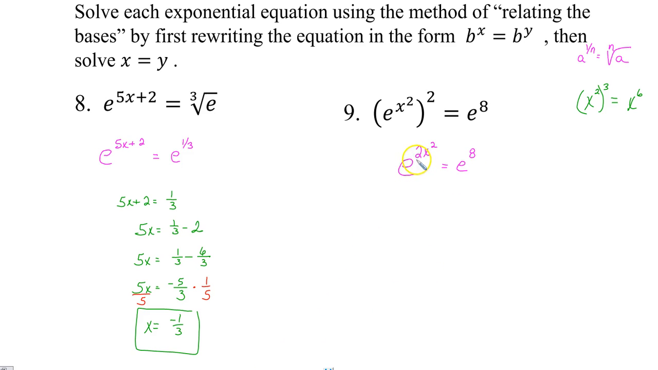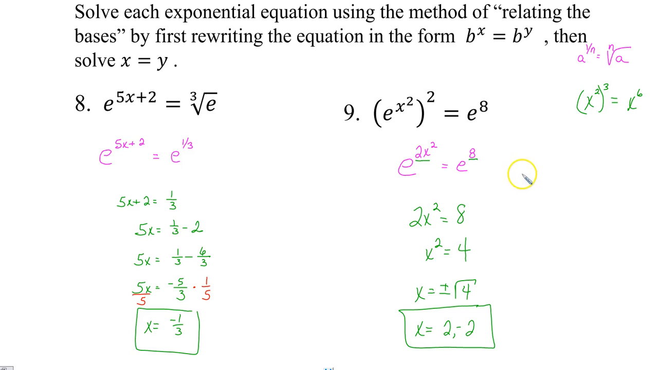So now my exponents can be set equal to each other, so that means I have 2x squared is equal to 8. I divide both sides by 2, I get x squared equals 4, and I take the square root of both sides. Being very careful here, I do get plus or minus the square root of 4. Since I can simplify the square root of 4, I get positive 2 and negative 2. And so I actually have two solutions for this particular equation. Okay? Excellent.